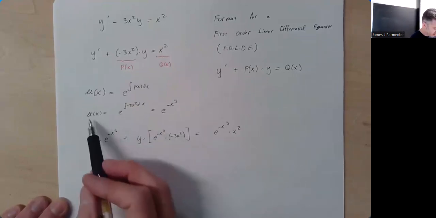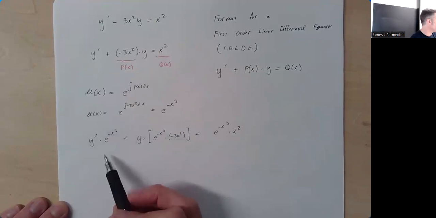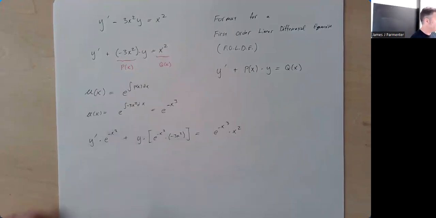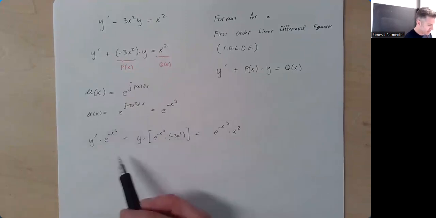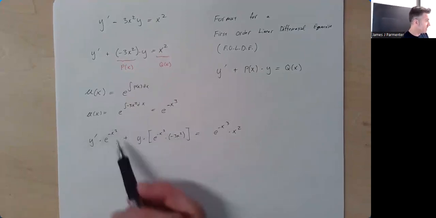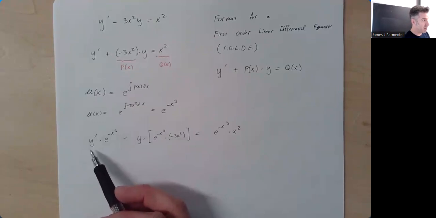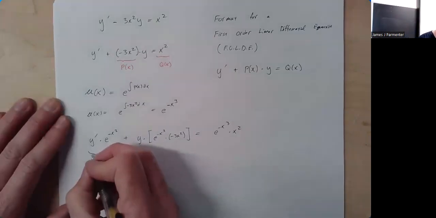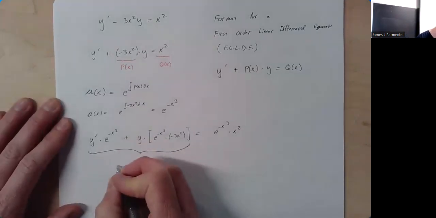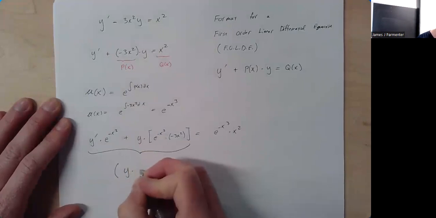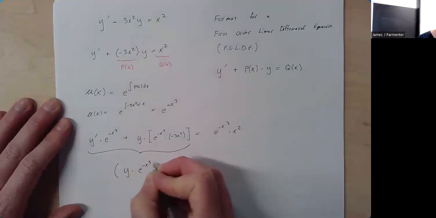After you've multiplied both sides by mu of x, this left-hand side is the derivative of a product. And it's actually really easy to tell what product it's the derivative of. Take this y prime times mu of x piece and drop the prime. So all of this here is the derivative of y times e to the negative x cubed.